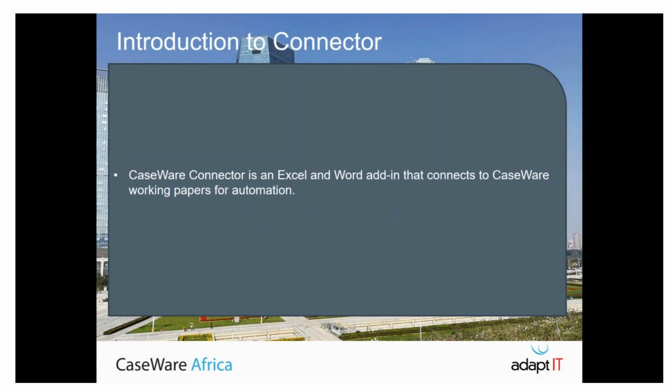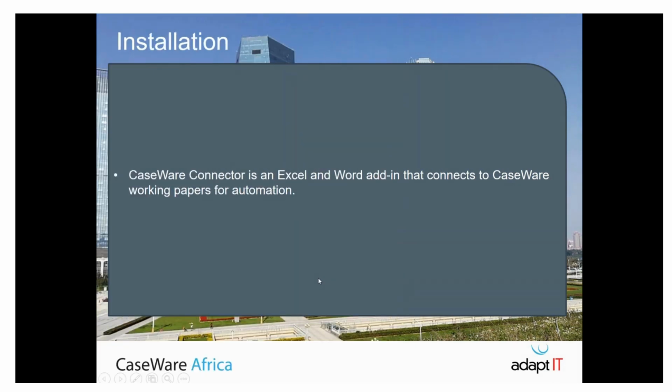Okay, so just quickly an introduction into CaseWare Connector. CaseWare Connector is an Excel and Word add-in that connects CaseWare working papers for automation. So if you've imported and mapped, you can actually harness all of that from Word as well as from Microsoft Excel. So you can go and build all your audit working papers. You can also go and do monthly management reports, all of that stuff. So it basically connects your Microsoft Excel and Microsoft Word to your CaseWare and anything that you've imported and mapped in there.